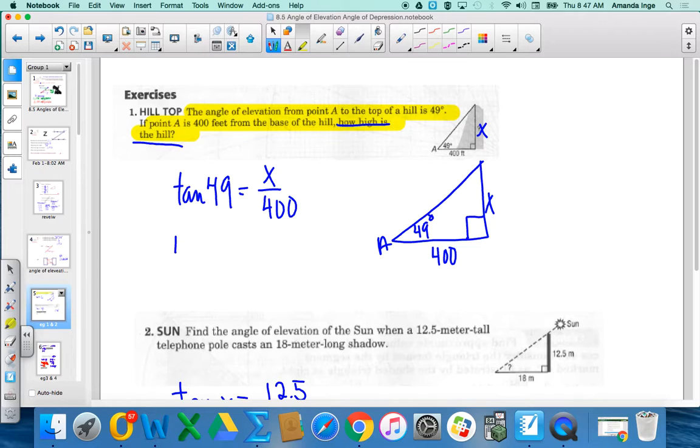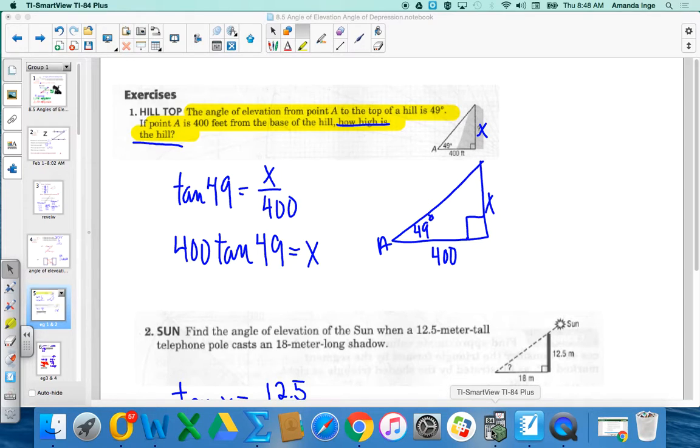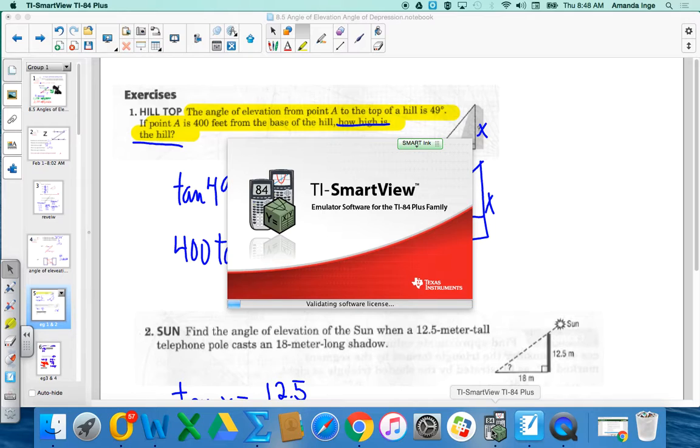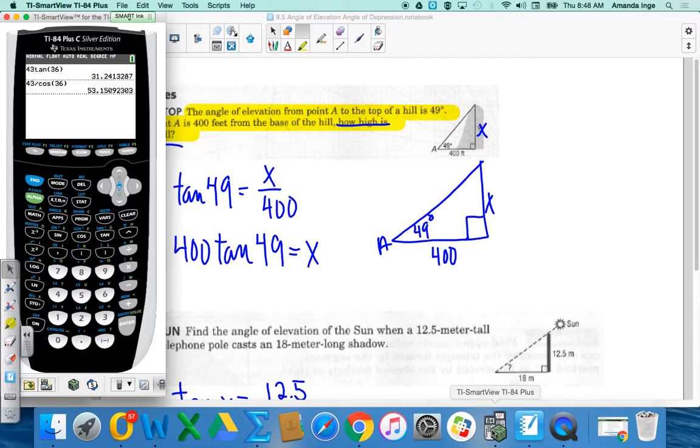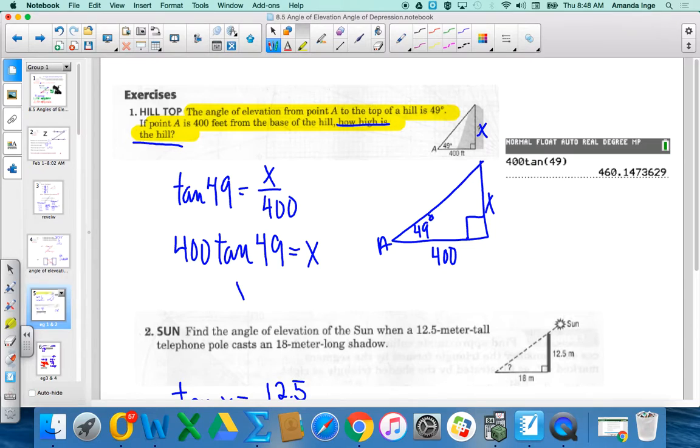Then we want to move 400 to the other side of the equation. We get 400 times the tangent of 49 is equal to x. So in your calculator, you want to say 400 tangent of 49, and you should get 460 feet. So x is equal to 460 feet.